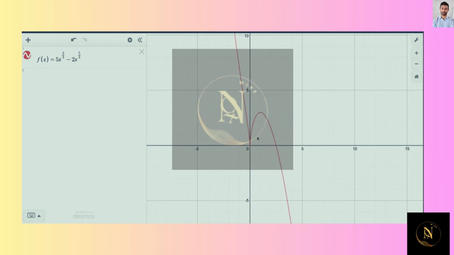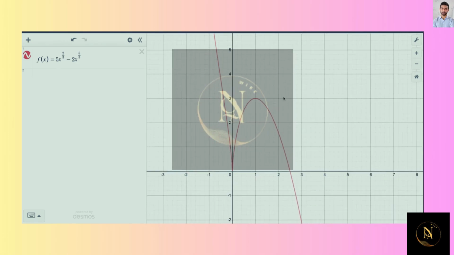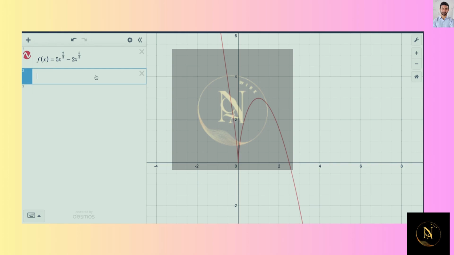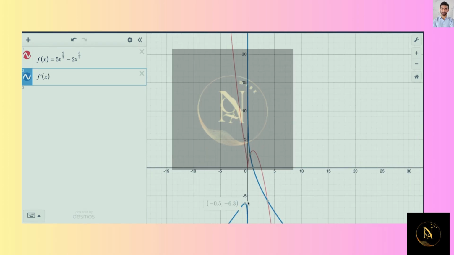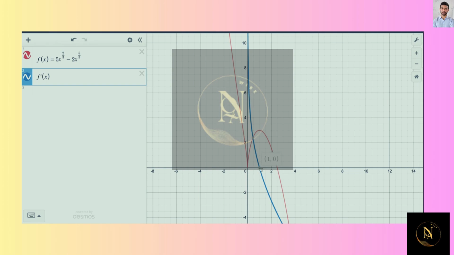Then we want to determine local minimums and maximums. We see that there's a local minimum right here at 0, 0. Interestingly, if we look at the derivative graph, we see that it's undefined at this point 0, which also indicates that it's a critical point and a local minimum. And then we see there's a local maximum at 1, and it's this value here, 1, 3.